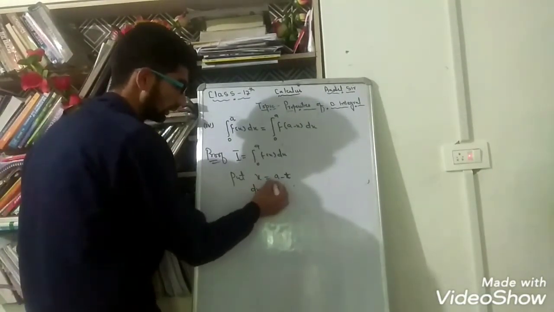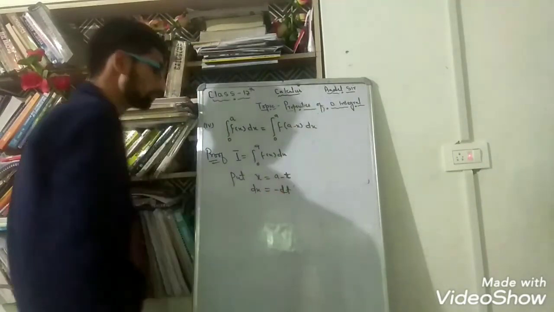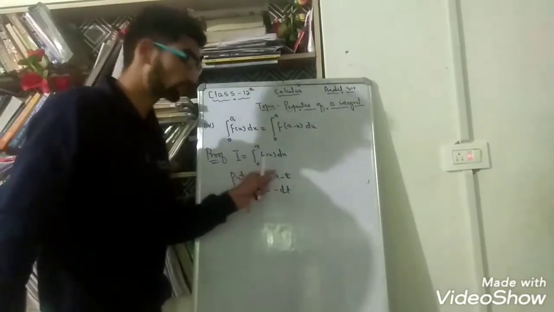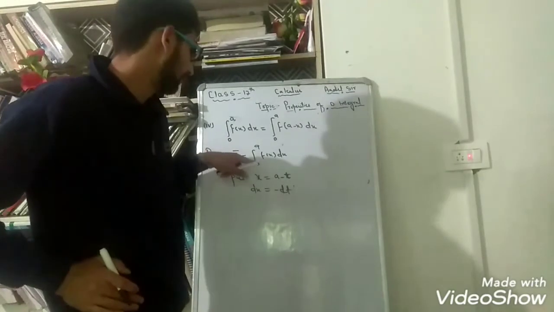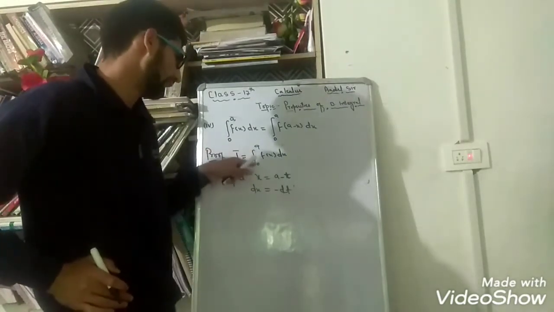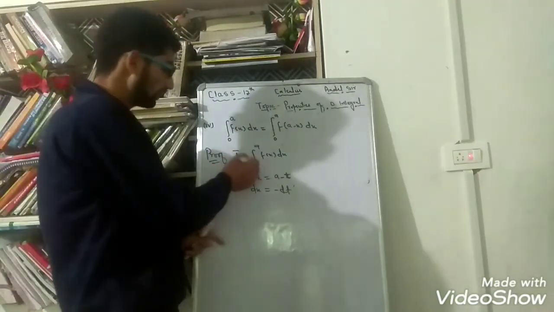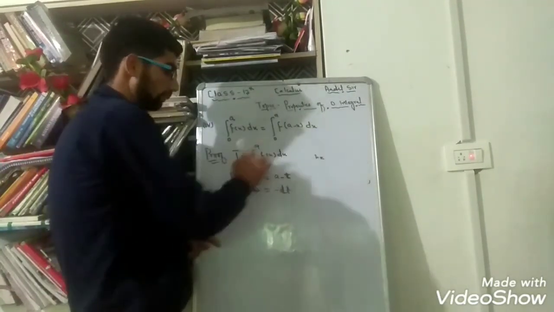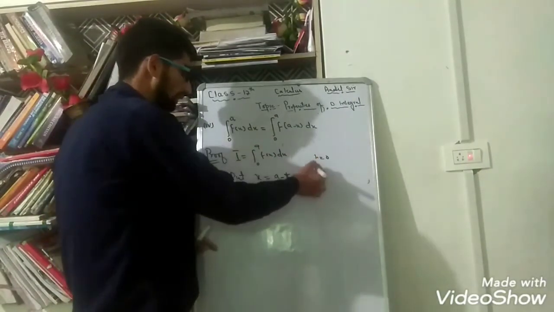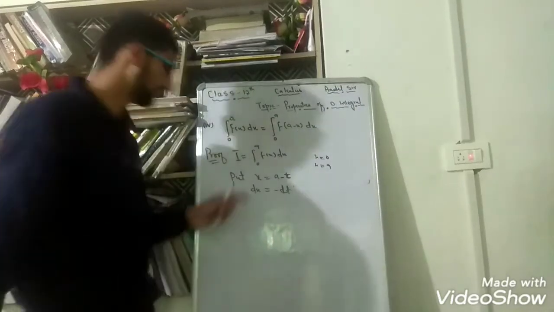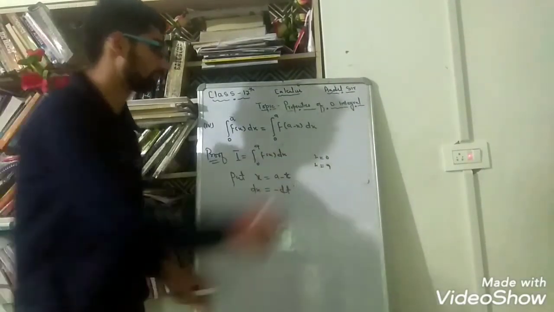dx is equal to minus dt. But here you check, we have x equal to a minus t. In this definite integral, we have the lower limit 0 and upper limit a, but these are values of x. Now we are changing the variable to the parameter t, so we have to change these limits also.